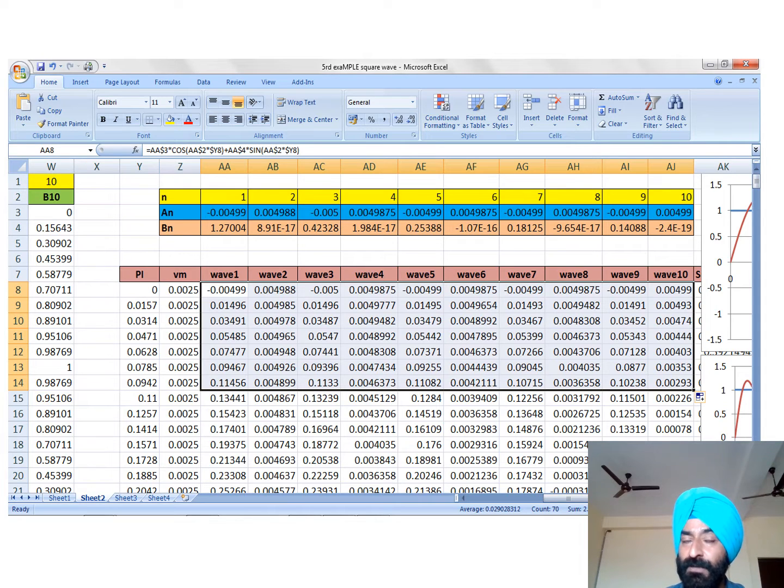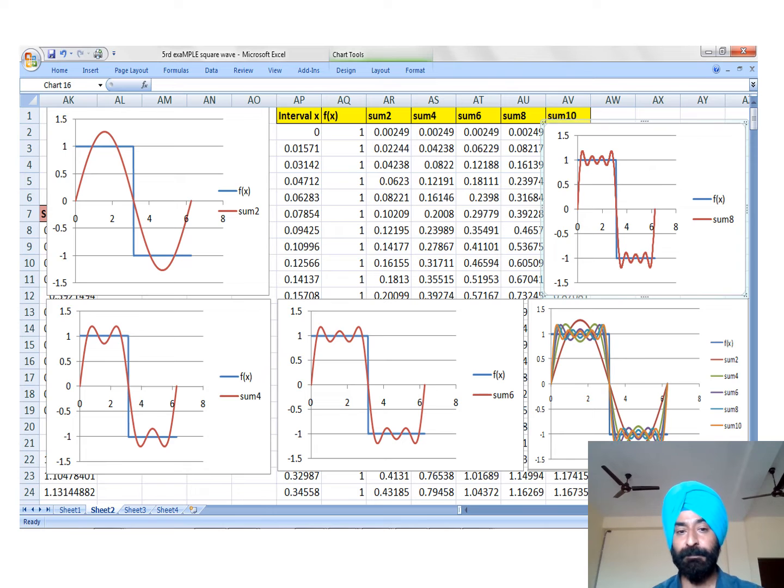If we take only one wave, it is this one. If we compound two waves, we consider the terms up to n equal to 2 in the Fourier series, and that will generate wave 2. For n equal to 3, we get the sum of 3 waves. Then we start plotting these waves one by one and check how they give rise to our final signal.